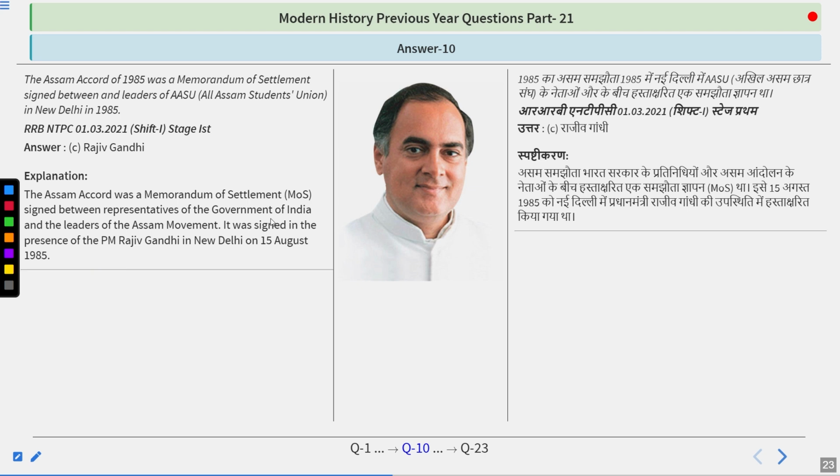So the Assam Accord was a memorandum of settlement signed between the representatives of the Government of India and the leaders of the Assam movement. It was signed in the presence of Prime Minister Rajiv Gandhi in New Delhi on 15th August 1985. Under the Assam Accord, some things related to the indigenous development of Assam were discussed, and also matters regarding the refugees and the people who can come into the Assam state. So all these things were discussed. Do remember that it was signed between the representatives of the Government of India in the presence of Prime Minister Rajiv Gandhi at that time.